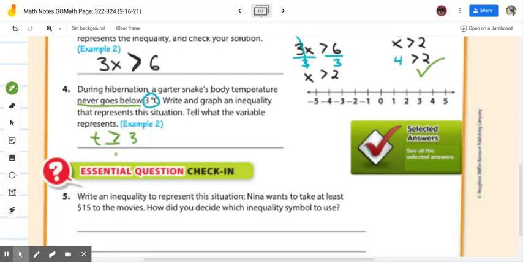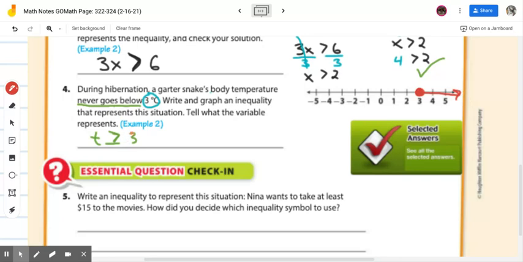Okay? So let's graph this on the number line. I'm going to graph this in red. I'm going to find 3 degrees, or 3 on the number line. This is T is greater than or equal to, so it's going to be a solid circle, and I'm going to graph it to the right.